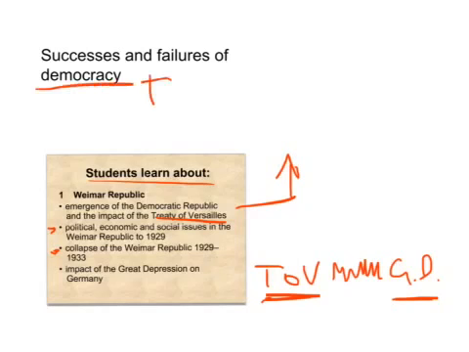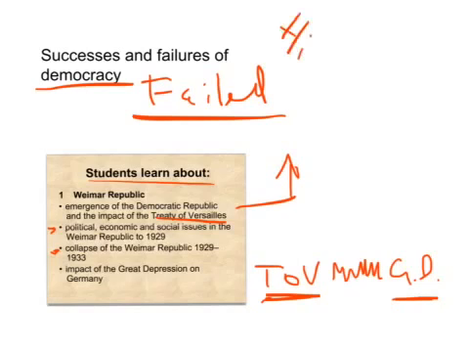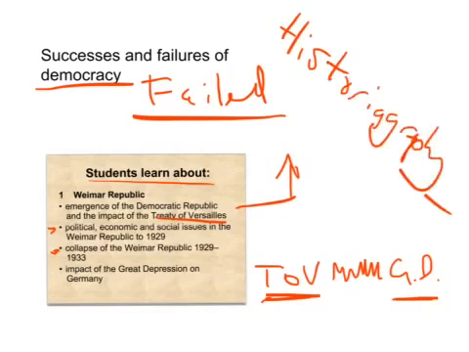democracy failed. Why did democracy fail in Germany? There's a whole heap of reasons for it, and there's a whole lot of good old historiography, if I can spell it correctly. There's a whole lot of historiography with historians saying, I think the main thing that made it fail was this, and others disagree and say, no, it was that, etc. So that's the first one, looking at the Weimar Republic, and those 4 dot points there, and that's what we'll start with.